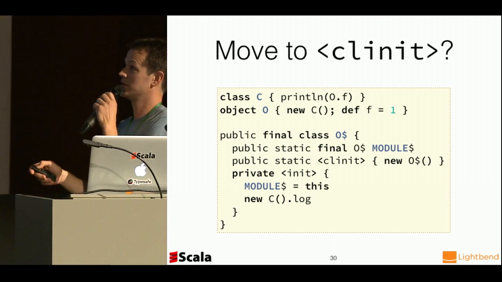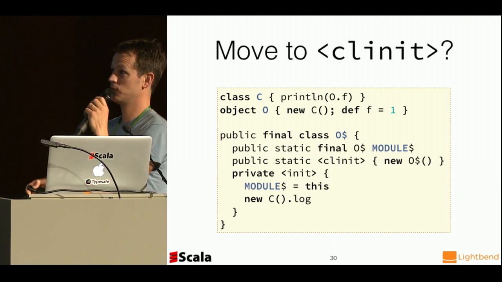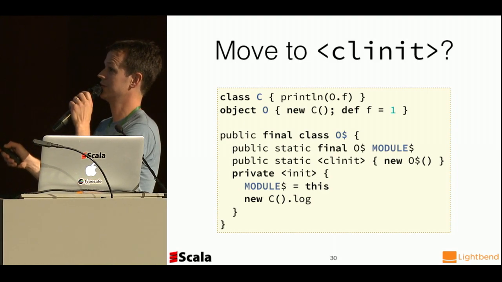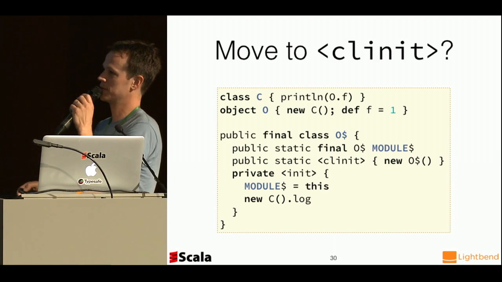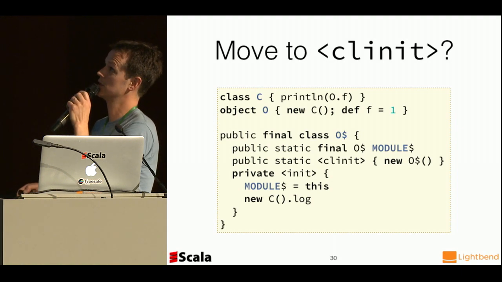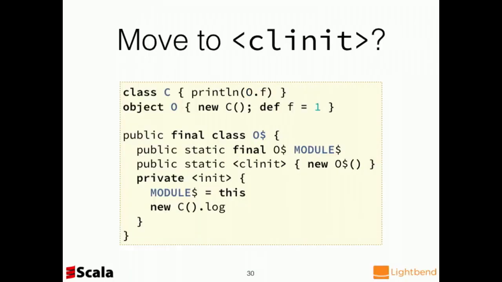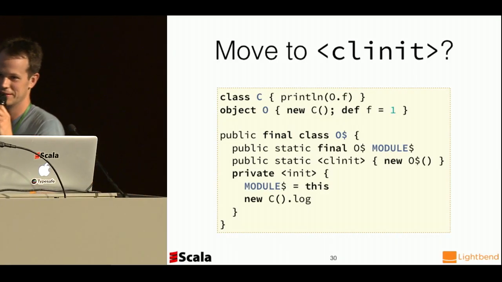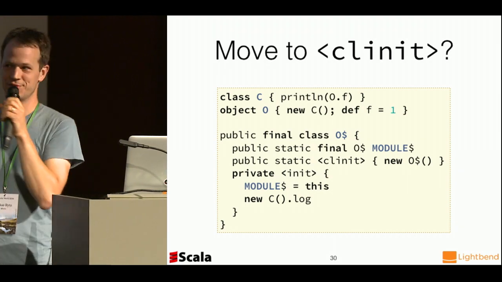So this is the current bytecode again. If we just move the module initialization into the class initializer, then it doesn't work because we end up calling this thing here before setting the module, and it will throw a null pointer exception. So what we did for 2.12 was just scratching the final from this field. And we'll see whether we stay with that solution or not.